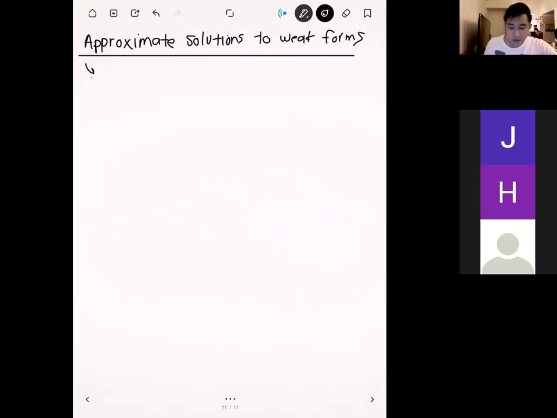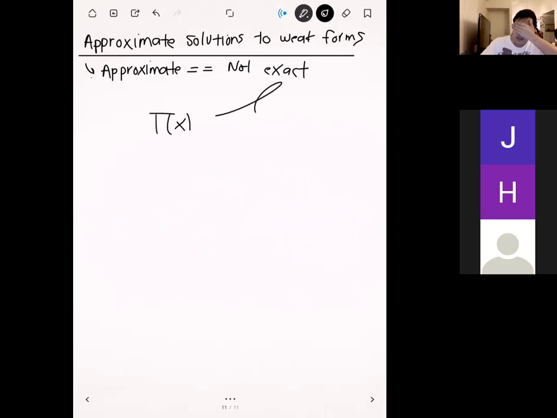All right, so the key word in this is approximate, right? Approximate basically means that we're not going to get the exact solution. There's a lot of ways that you can approximate something. One way is just to guess. If I say give me T of X, the temperature, you can close your eyes and say it might look like that. So that's one way you can approximate.